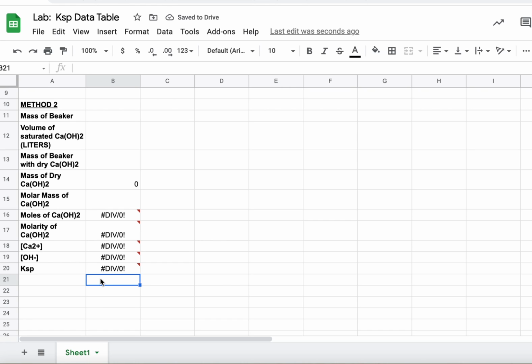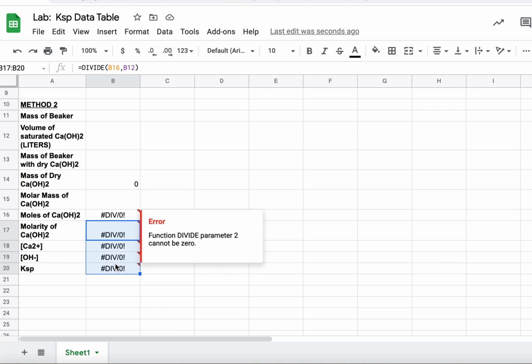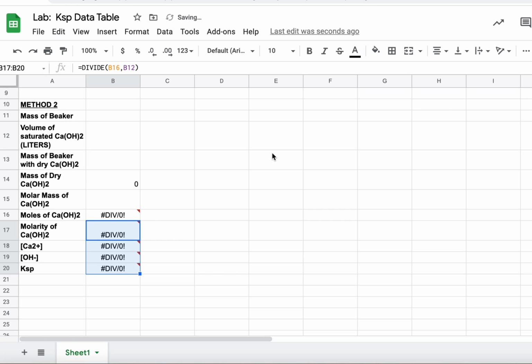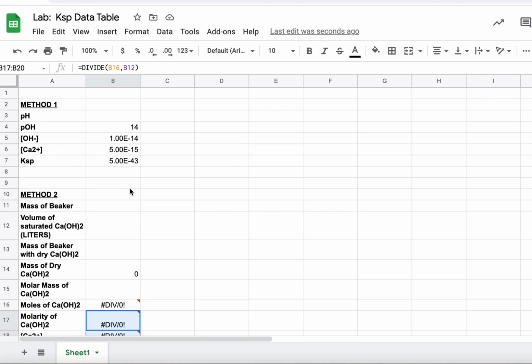Okay? What you can do for these, again, and all of mine are divided by 0 right now, but you can go ahead and highlight them, go up to Format, Number, Scientific. Nothing's going to change here now, but once we have numbers in there, that will change. So that should be your whole data table.